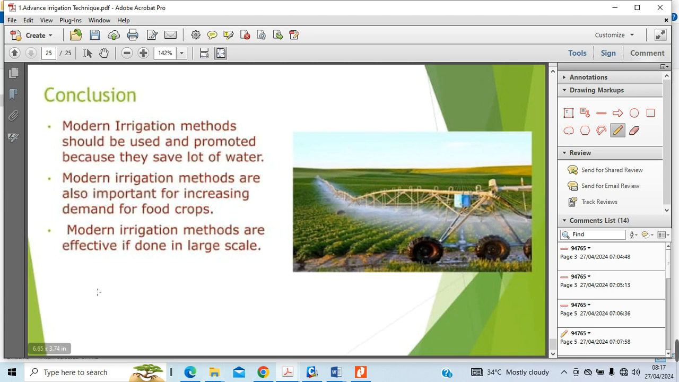These are some conclusions. Modern irrigation methods should be used and promoted because they save a lot of water. Modern irrigation methods are also important in increasing food crop production to meet demand. Modern irrigation methods are effective when done on a large scale. Okay, these are the advantages and disadvantages.